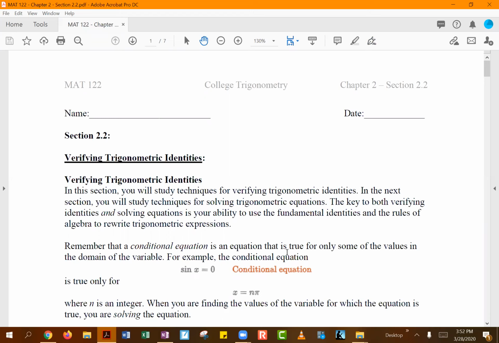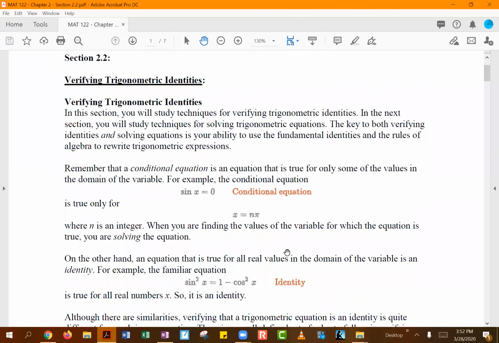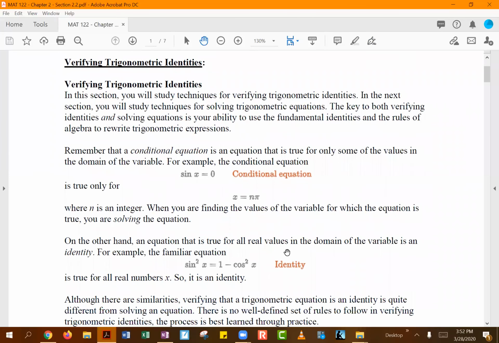So basically the key in both of these sections, 2.2 and 2.3, is going to be about how good we are at using fundamental identities. And then of course, bringing in some rules of algebra also to help us rewrite these trigonometric expressions. So some terminology you should be familiar with.